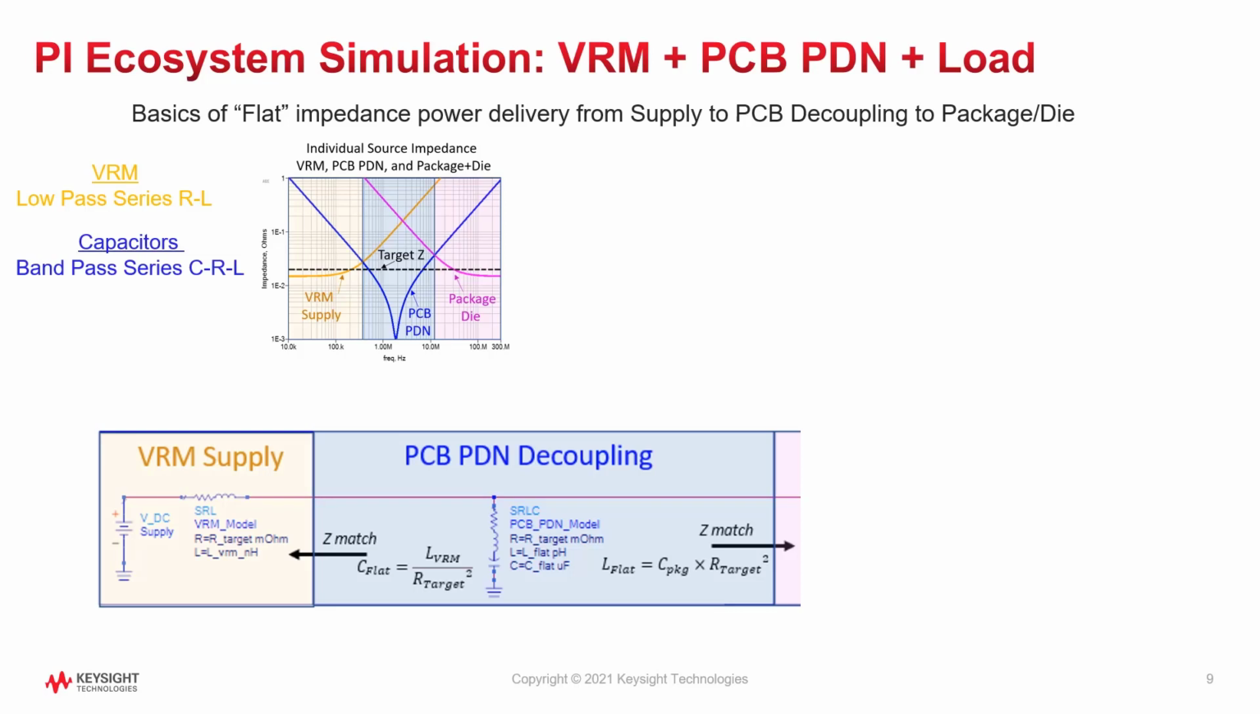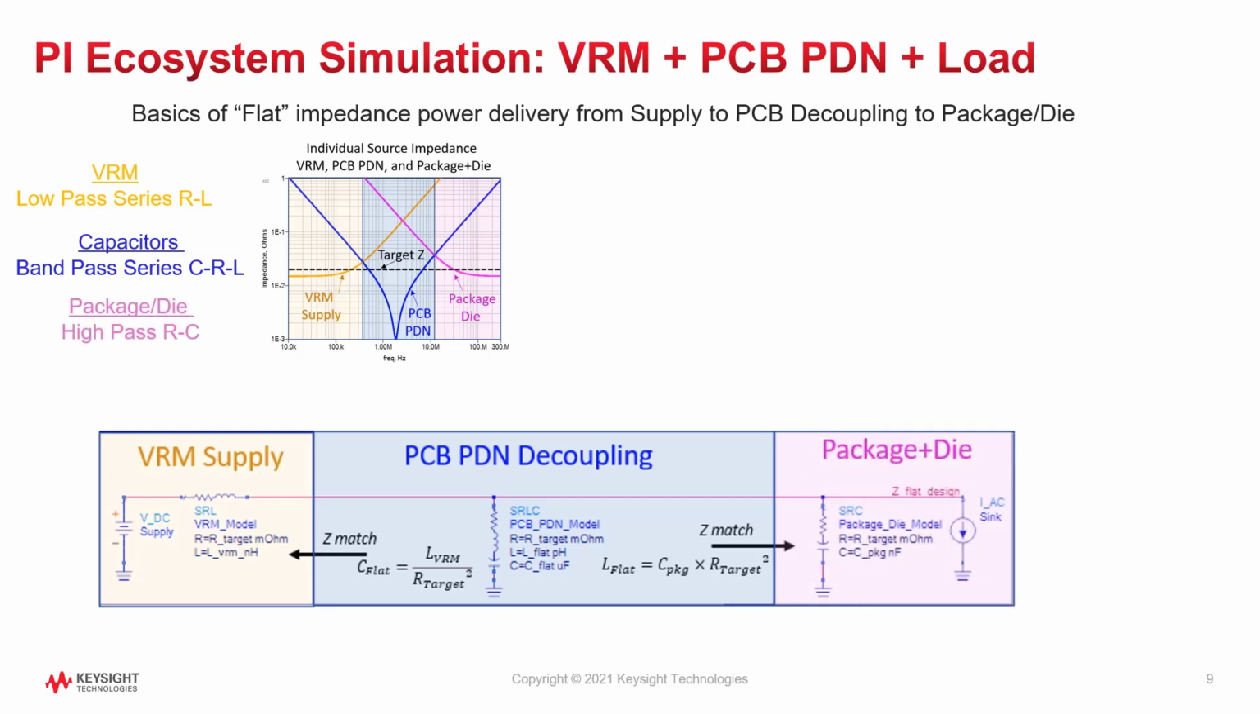Finally, at the gigahertz switching frequencies of modern-day digital electronics, it is the job of the package capacitance and on-die capacitance to deliver power. At low frequencies, the package die capacitance does not have enough charge storage to deliver power, but at high frequencies, the impedance drops and acts like a high-pass filter. This high-pass impedance behavior can be modeled as a simple series R and C.